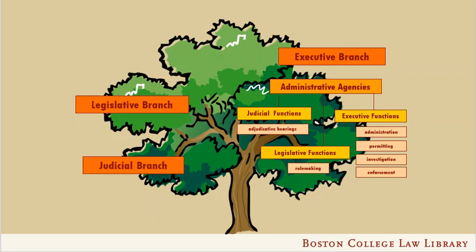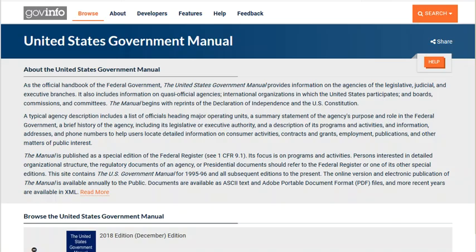However you interact with an agency, it can be helpful to find out more about the agency and the people who are in charge of it. My favorite source of information on the federal government is the U.S. Government Manual that is published annually by the U.S. Government Publishing Office, and it's available at govinfo.gov.